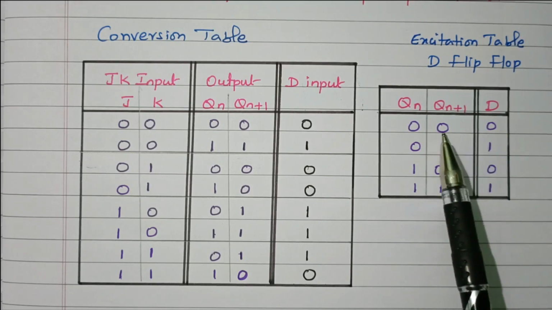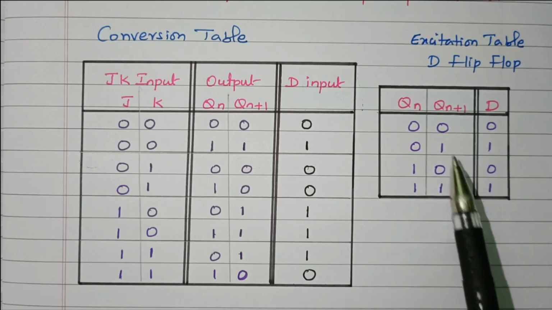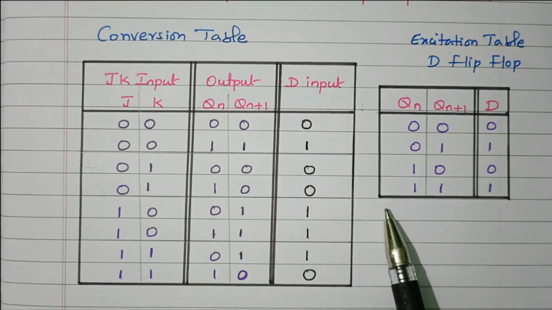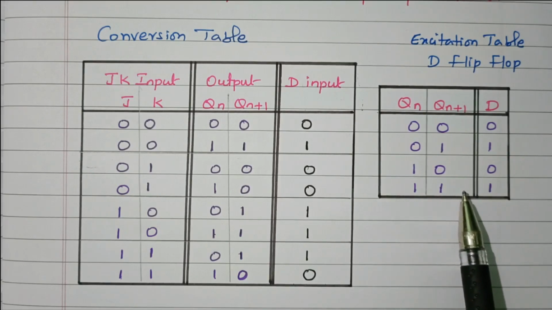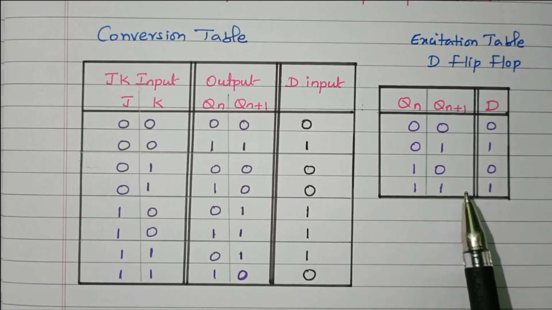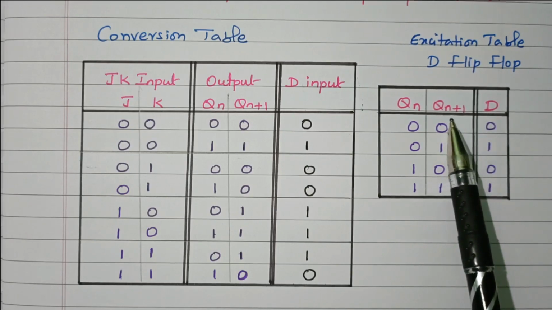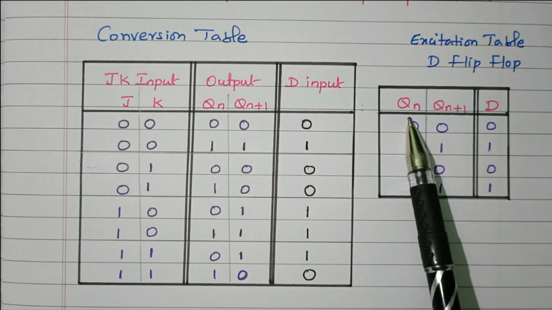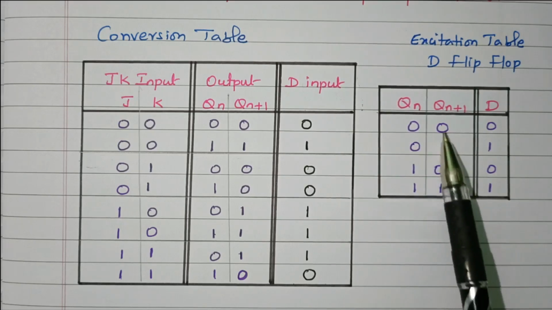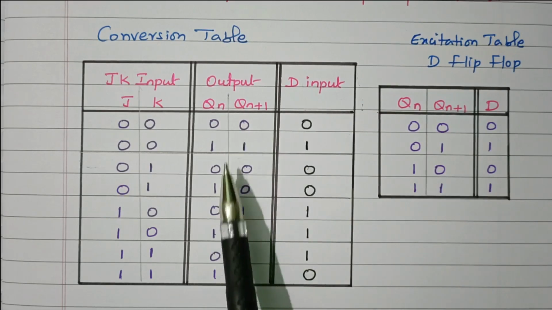So D 0 means Qn plus 1 is also 0. D 1 means Qn plus 1 is also 1. So both are the same. Right? It will not bother about the present state. So this D flip-flop is also used as a register. We use D flip-flops in registers or counters. In registers, the input we are giving is the same input that will be available in the register. So the D input is reflected as the next state output without bothering about the present state output. Both are the same, so based on that we can fill this table. D input, 0, 0.